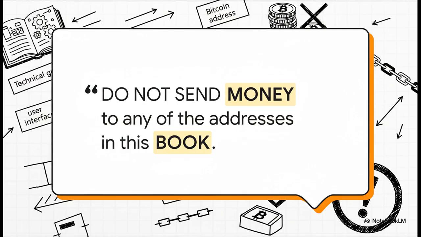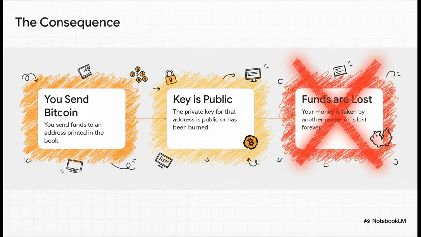Why? Because the private keys you need to access that money are either printed right there in the book for everyone to see, or they've been destroyed. Let's be crystal clear about what happens if you ignore this. 1. You send some Bitcoin to an address from the book. 2. The private key for that address is public knowledge. 3. Someone else with the book sees it, uses the key, and takes your Bitcoin. Or if the key was destroyed, your Bitcoin is just gone permanently. There is no undo button here.